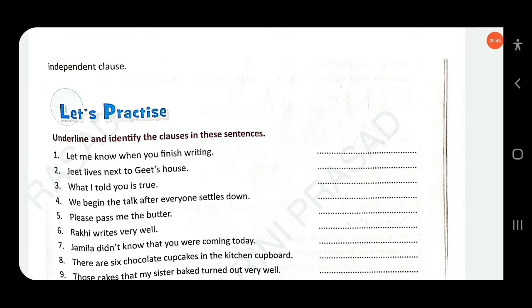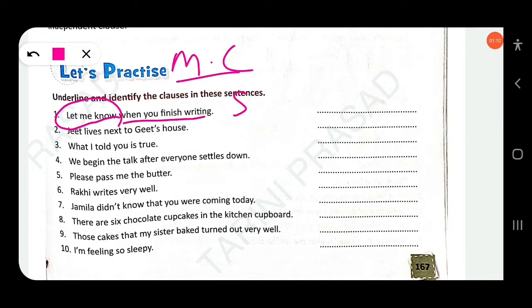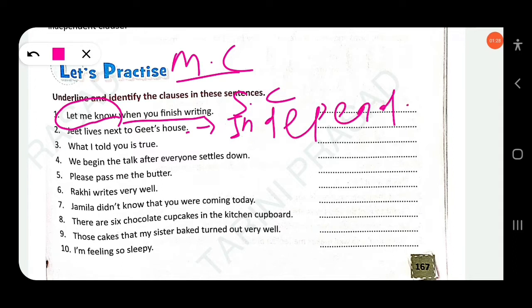Here, underline and identify the clauses in these sentences. Let me know when you finish writing. You have to identify the clauses and also mention their types. Okay, this is a main clause. Then next, when you finish writing, this is a subordinating clause, or we call it a dependent clause. Then next, Jeet lives next to Git's house. This is an independent clause, or principal clause, or main clause.